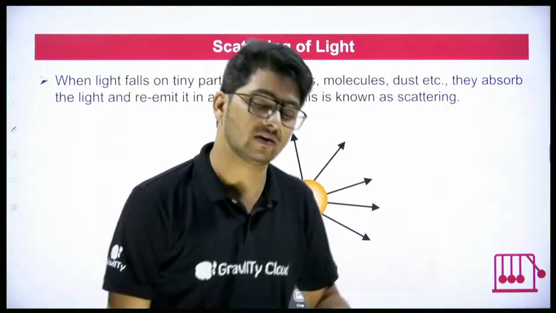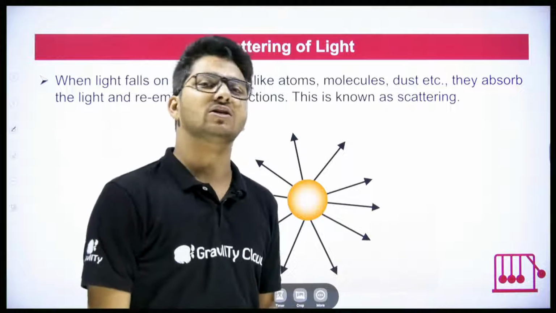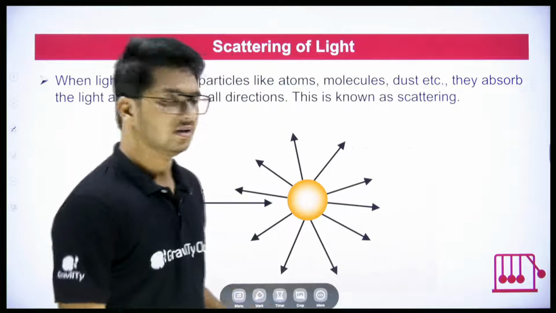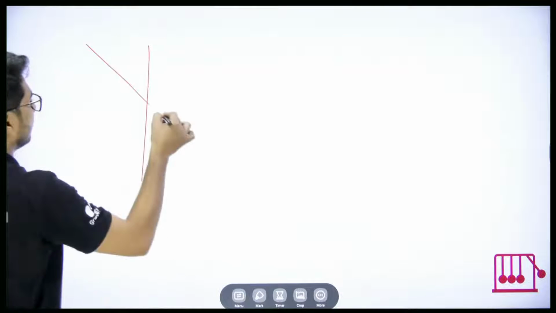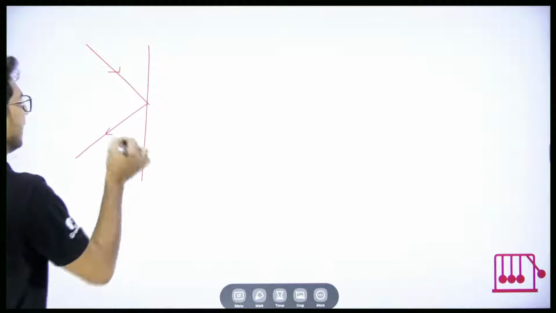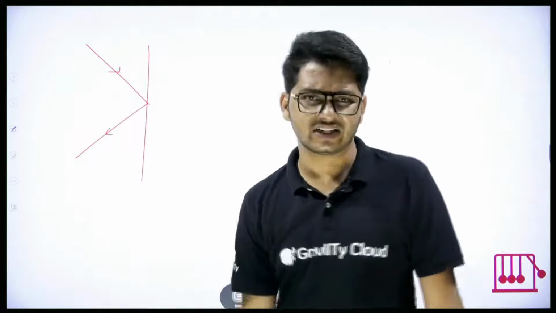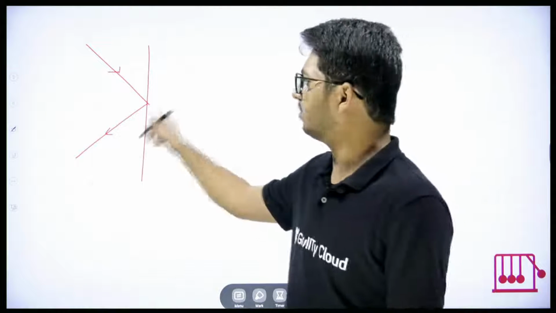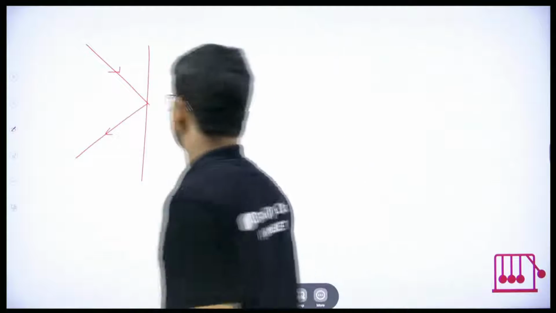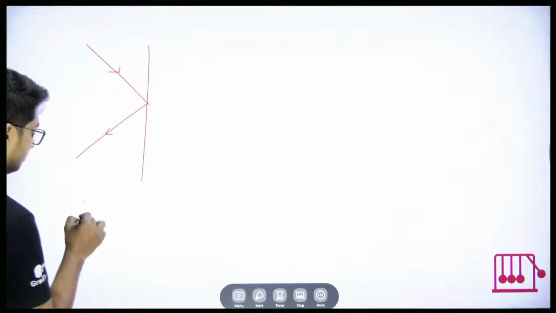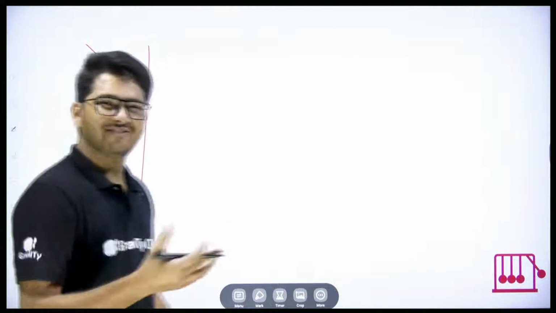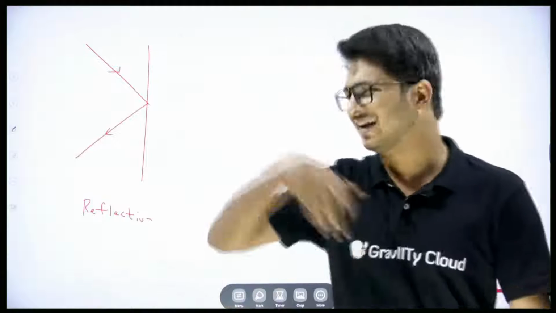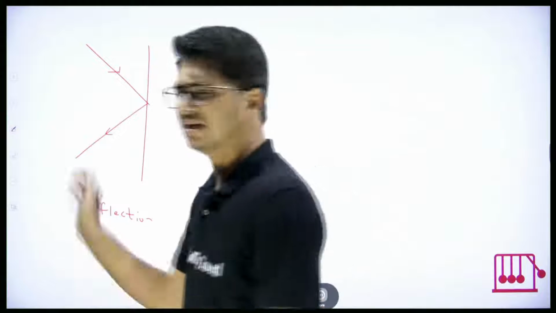So it's completely different from reflection, refraction, or dispersion for that matter. Yes or no? When we talk about reflection, light just bounces back, and in a single direction, as you can see. That is reflection. So here, it is completely different from scattering. In scattering, it is in all the directions, randomly.